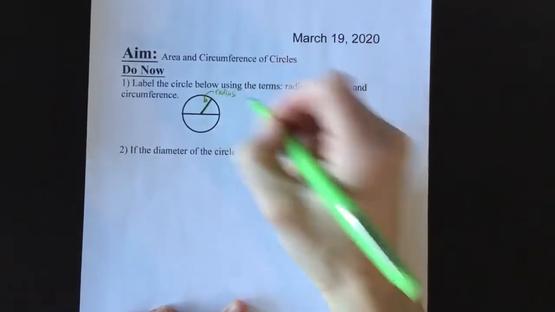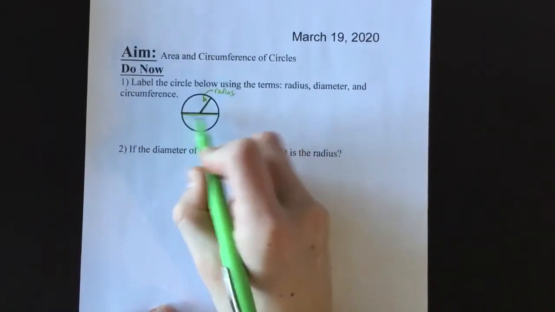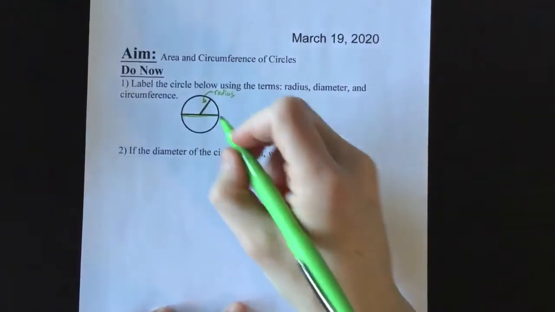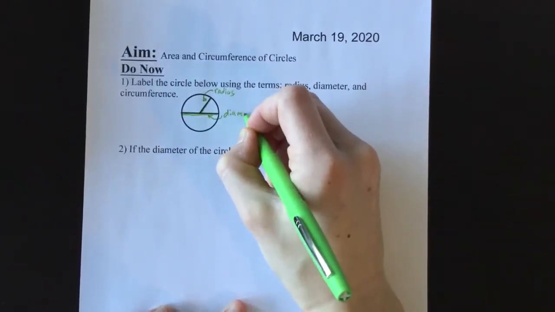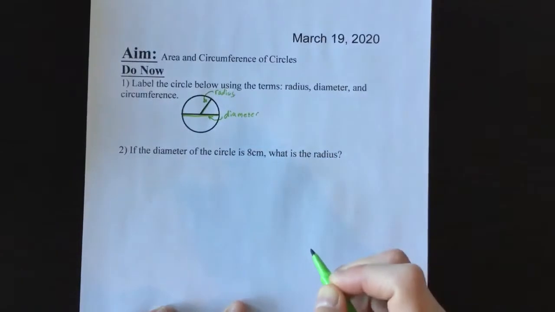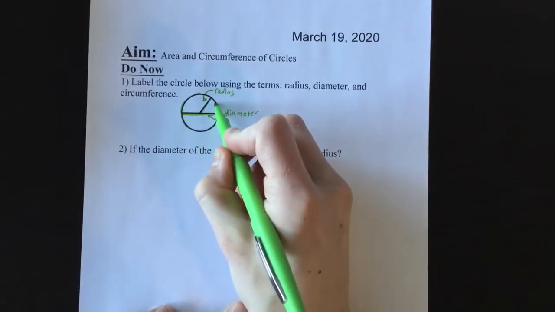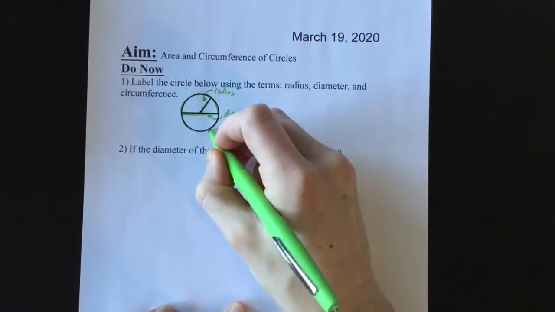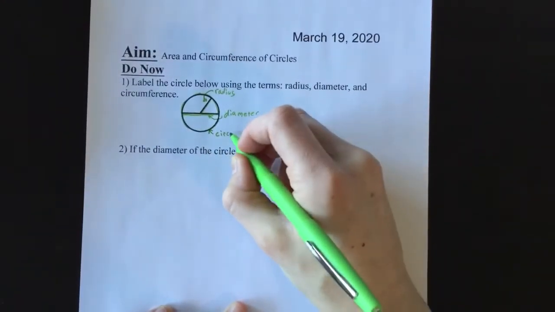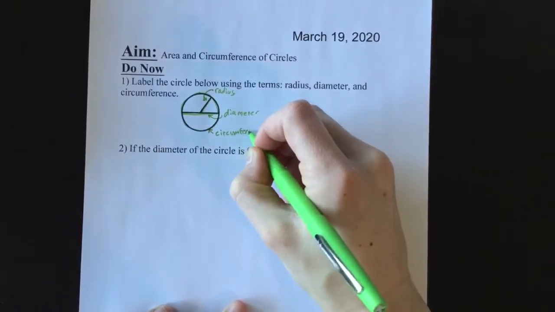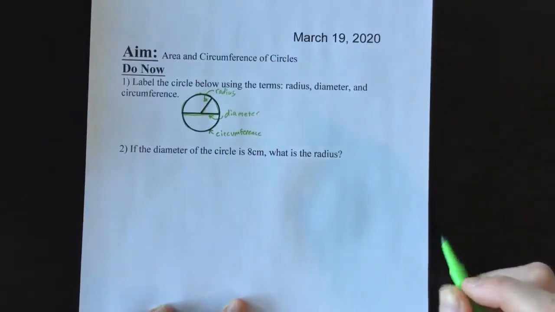That's a radius. Then we have our diameter, which spans the whole width of the circle and goes through the center point as well. And that is our diameter. Okay. Then last but not least is our circumference, which is all around the outside of our circle, the edge. I like to think of it the same way we think of a perimeter of a triangle or of a rectangle, but circles are special, so special name, circumference.